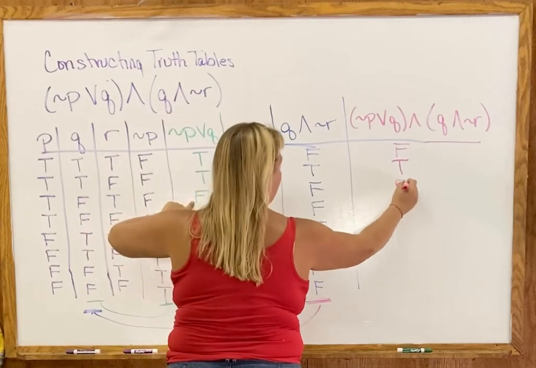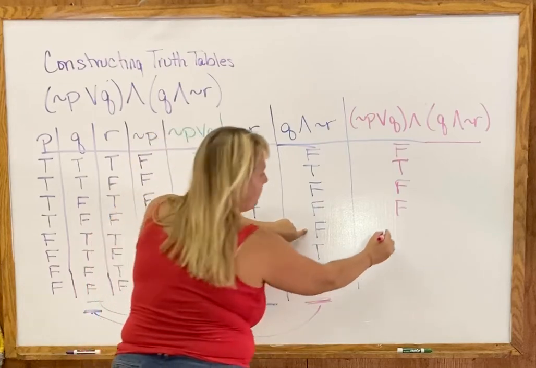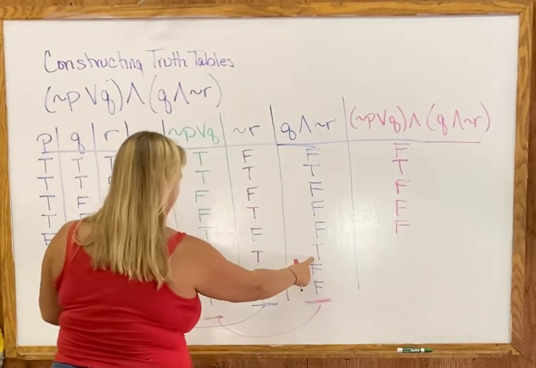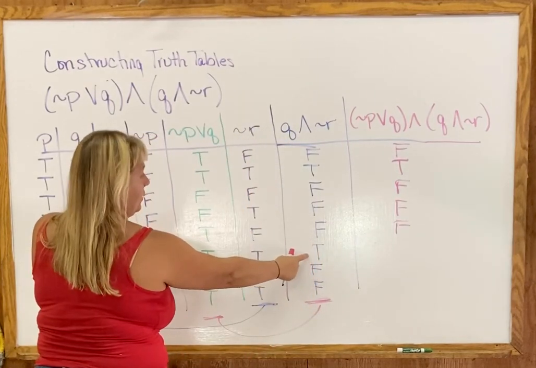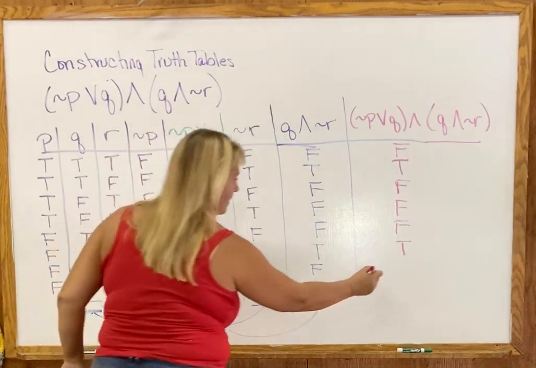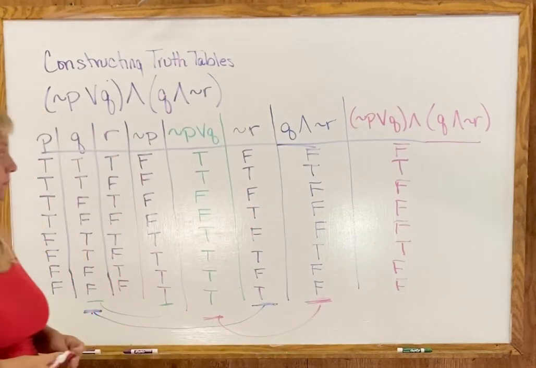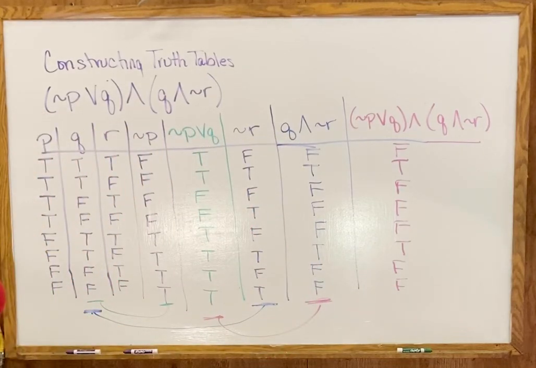F's, F's. We don't even care what's going on over here because as soon as we see an F, we know it's going to be an F. Then here again, and here again, look at true, true. So there's another true, and then F's, F's. All right, and the pink one is our answer.